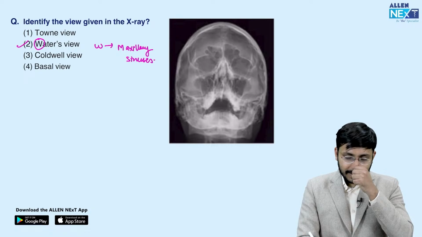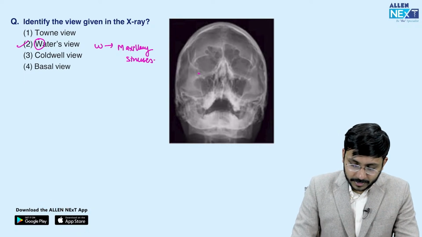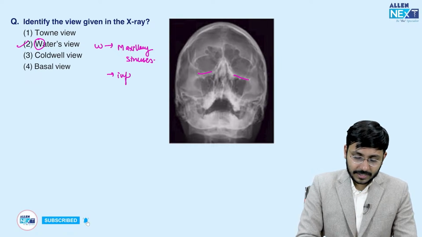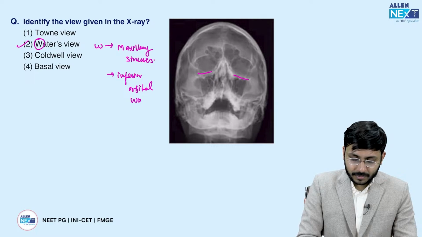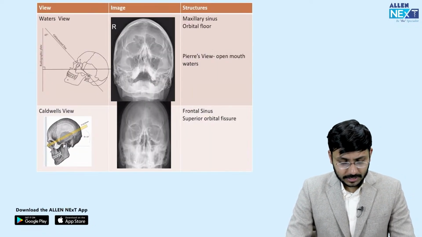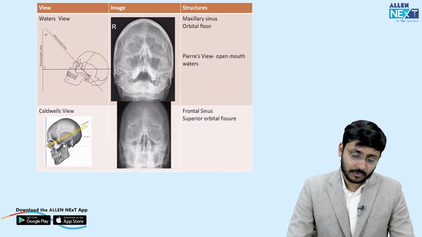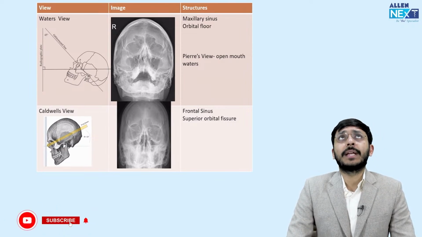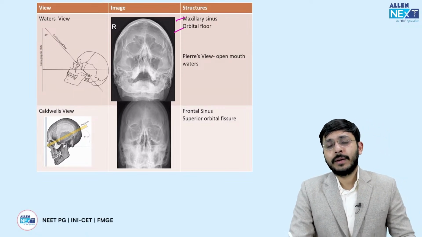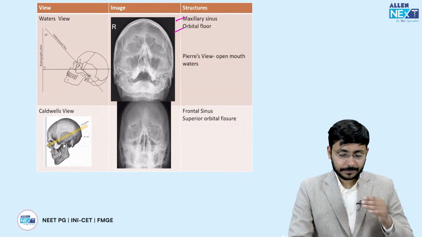And apart from the maxillary sinus, we also evaluate the inferior orbital wall here. So we'll quickly see two important PNS views. One is a Waters view in which the patient is looking up, and it is mainly used for maxillary sinus evaluation and orbital floor evaluation.